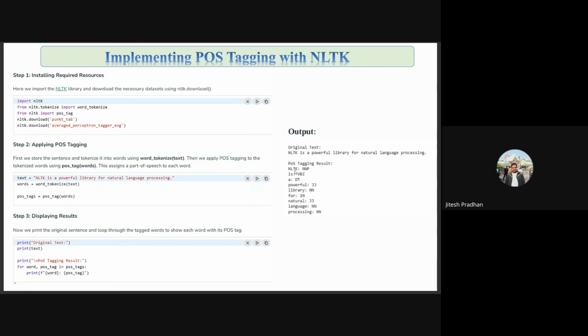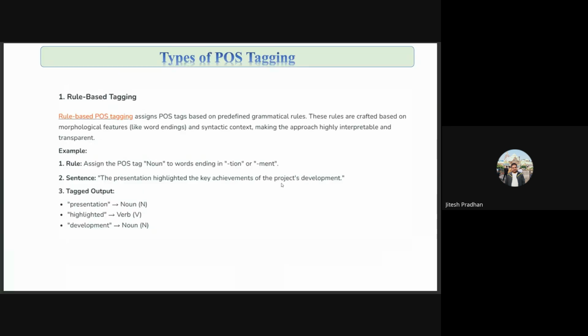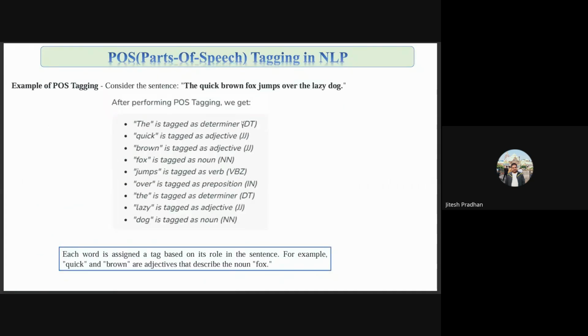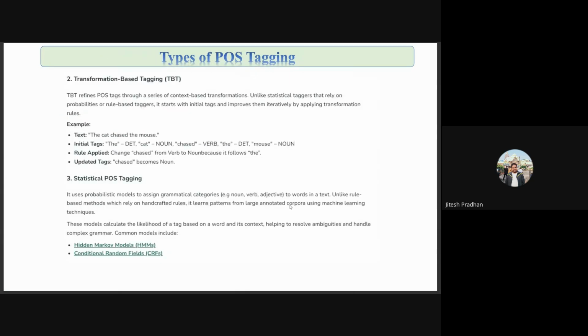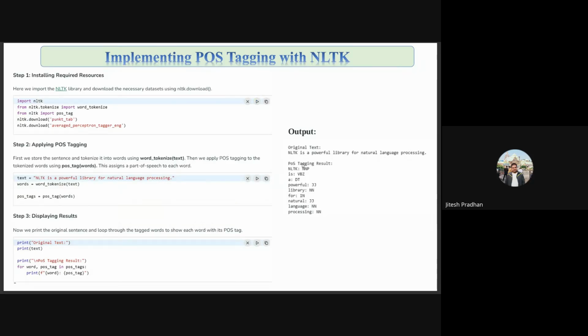Look at the output. The POS tagging results are displayed like this: first we display the word and then the POS tag. NLTK is noun, is is verb, a is determiner, powerful is JJ. Then library is NN, for is IN, natural is JJ, language is NN, processing is NN. Look here, all the code has already been discussed. So this is how tagging works.